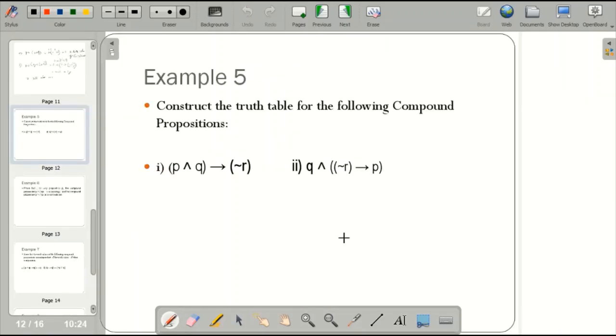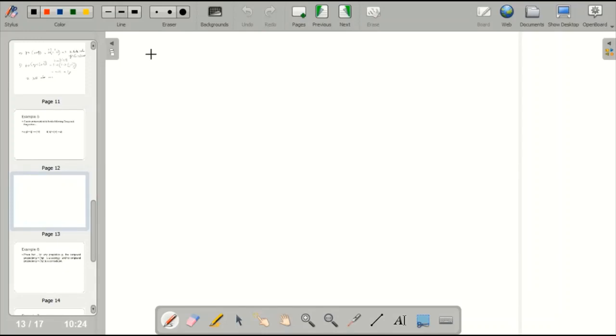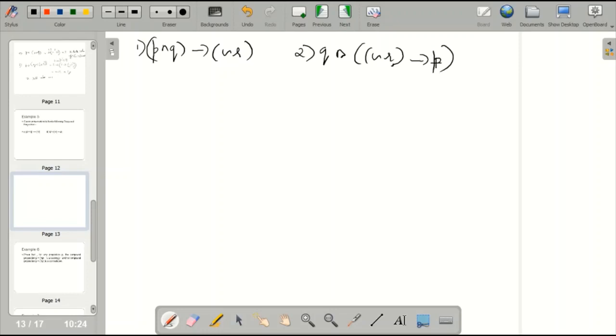Next problem is regarding constructing the truth table for the following compound proposition. So let us start with the problem. So the first question was P and Q conditional negation of R. The second question is Q and negation of R conditional P. So this is our second question. So let us construct the required truth table.